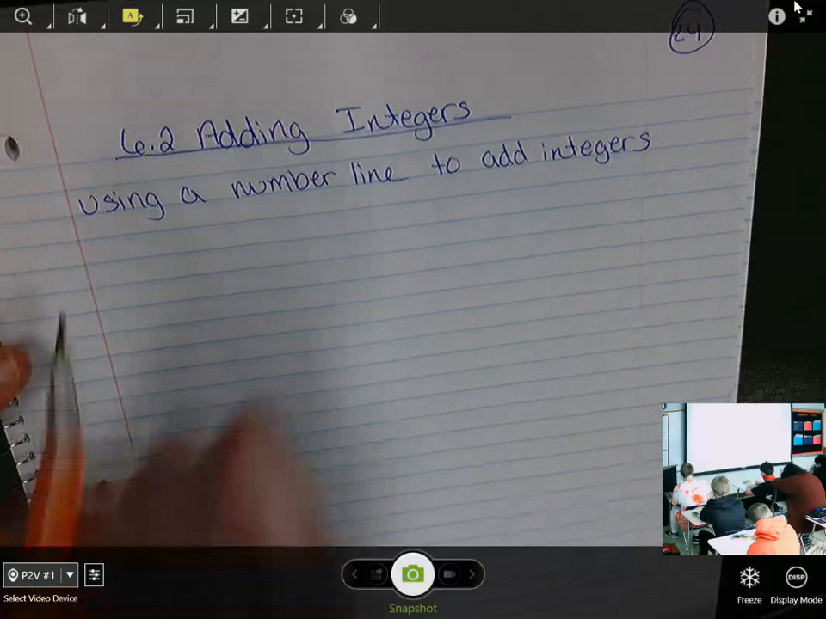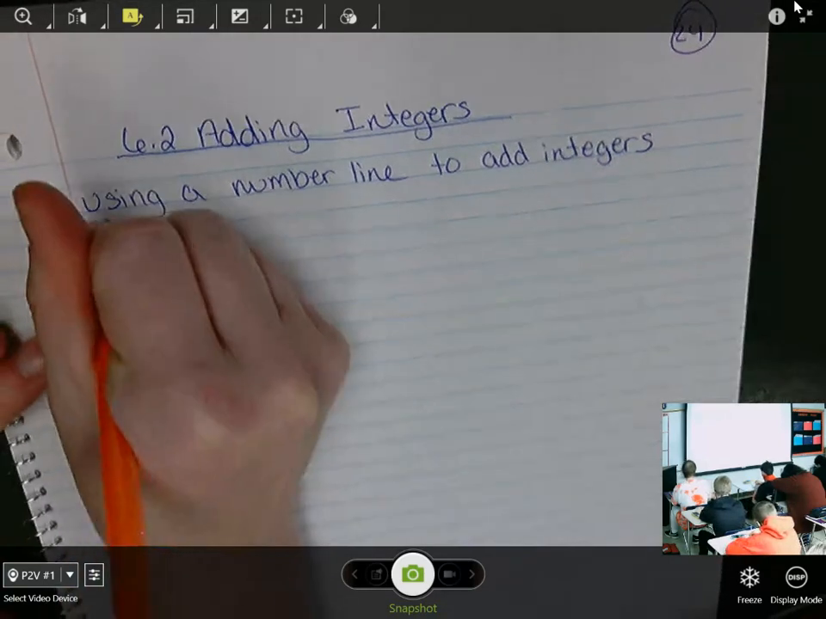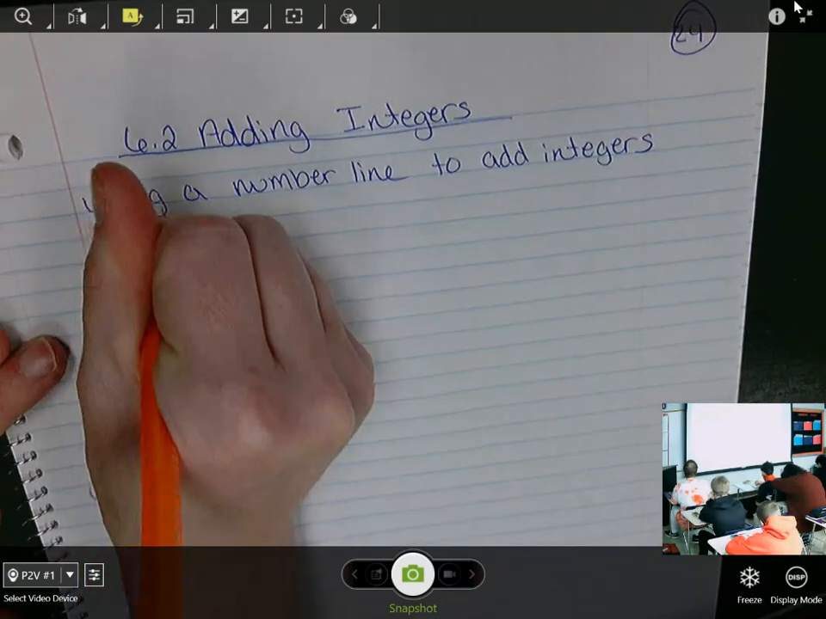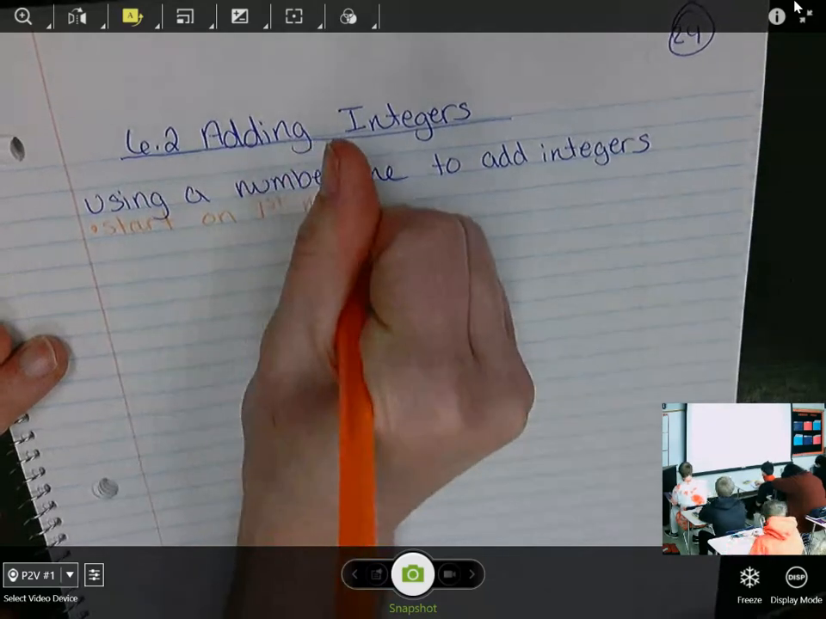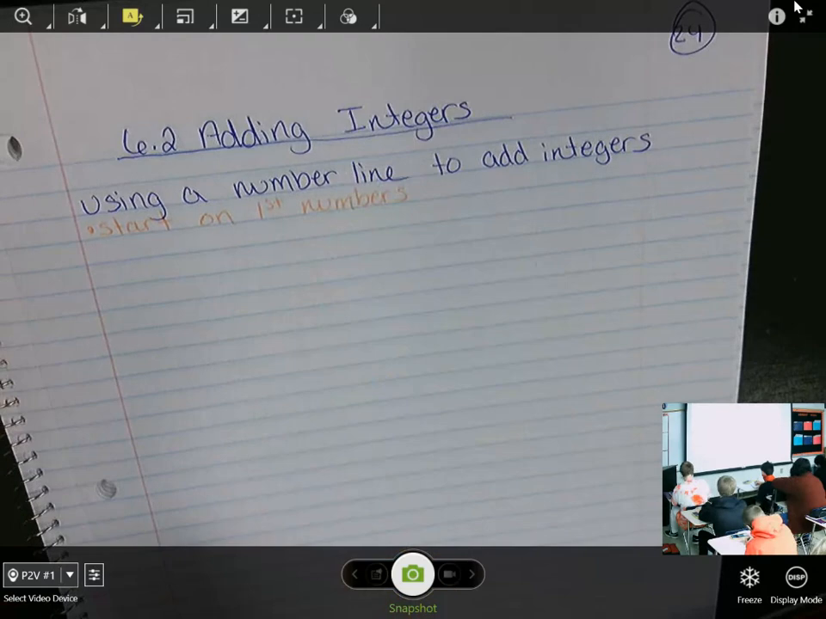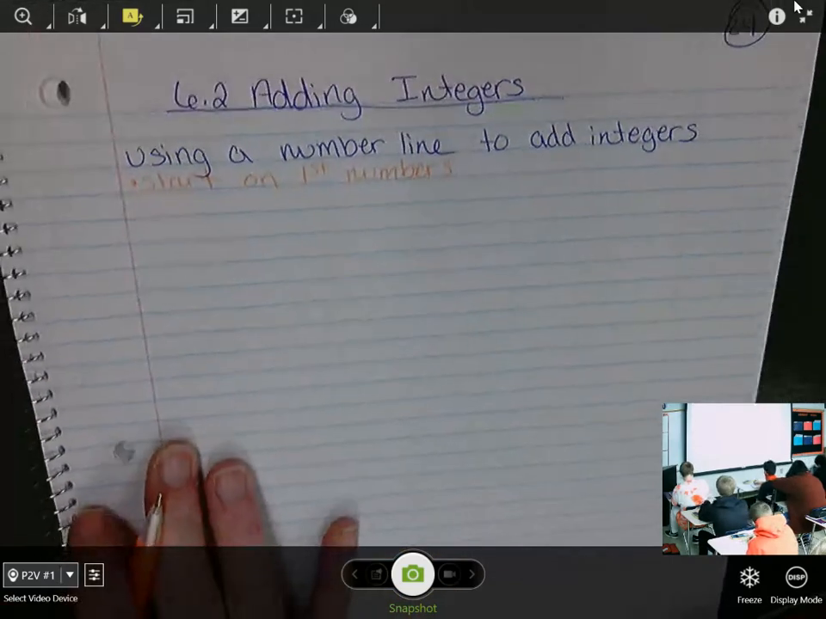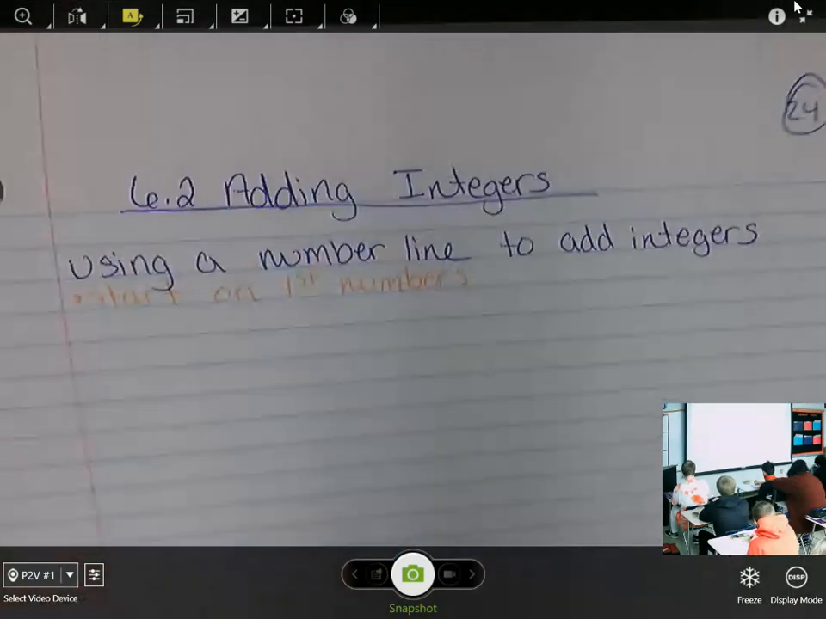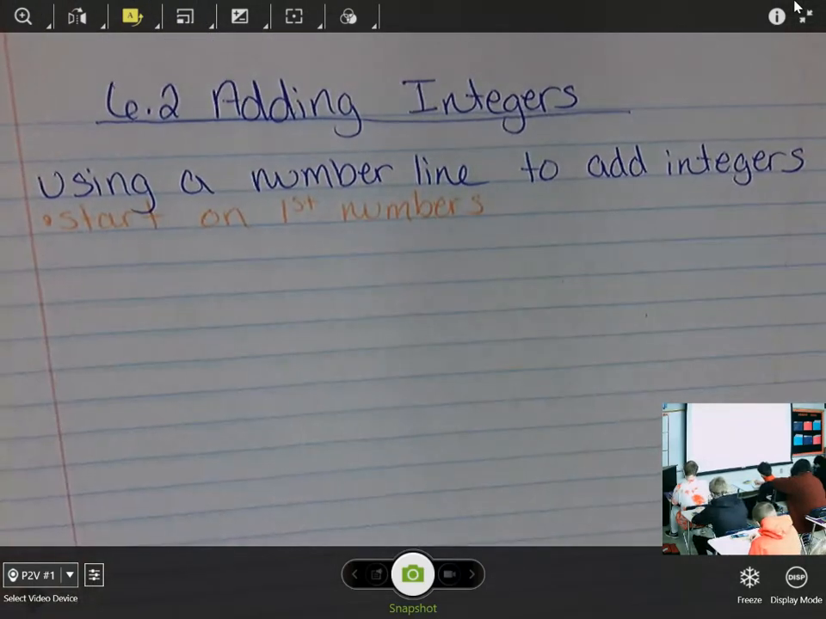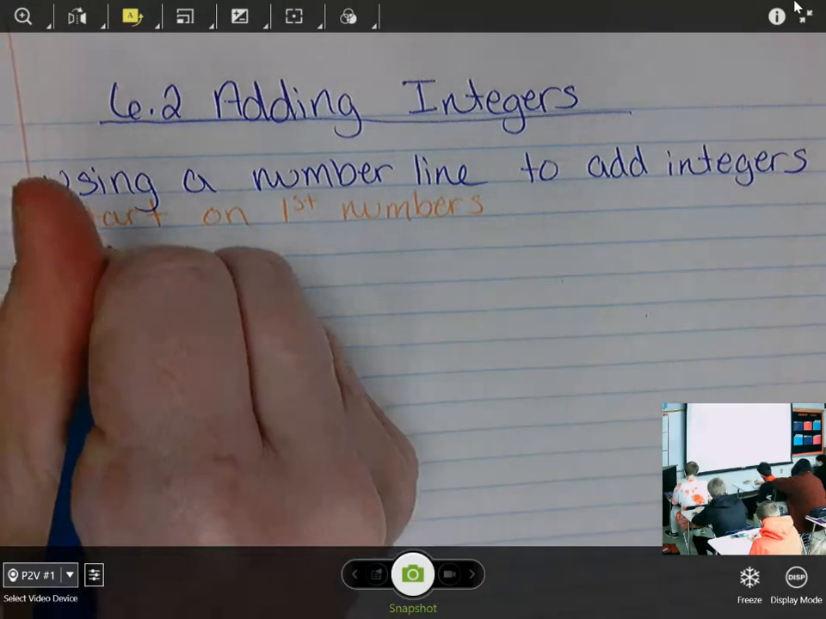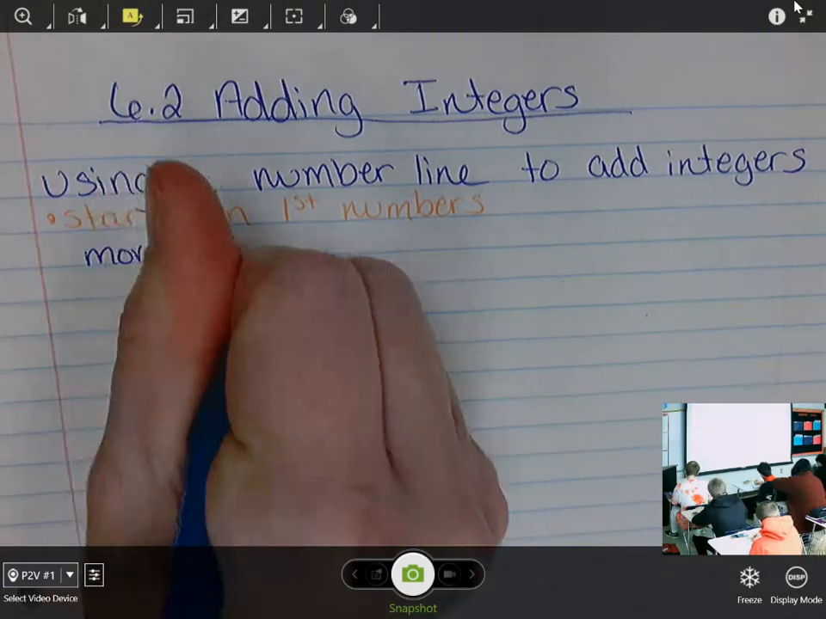All right, what you want to do first is start on the first number. We've already seen how to graph integers on a number line. We were doing that last week, where you would graph a number and its opposite. So the first thing you do is start on the first number, and then you move according to the second number.